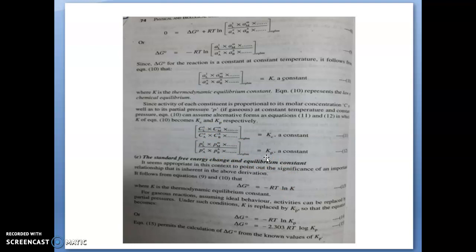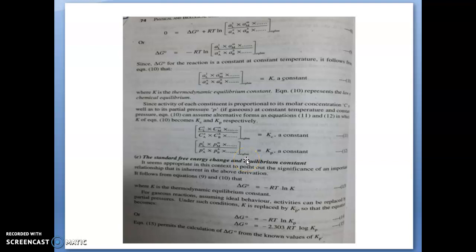So K is the thermodynamic equilibrium constant. Equation 10 is known as the law of chemical equilibrium. Since the activity of each constituent is proportional to its concentration, we can rewrite it like this, or, if it is in pressure terms, for gases, we can rewrite it like this.